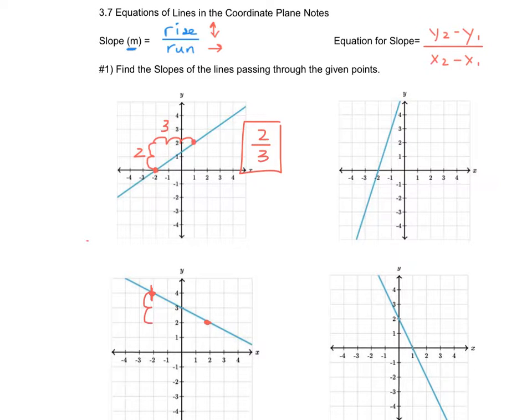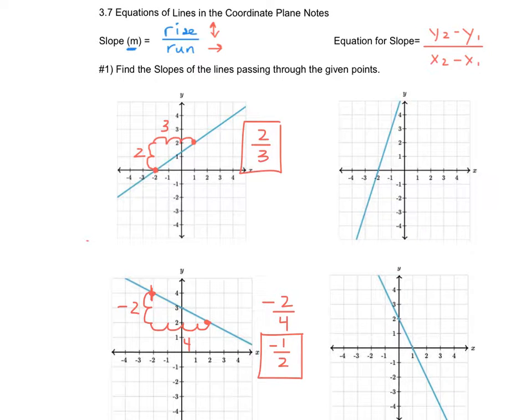So we're going to go down 2, and then 1, 2, 3, 4 to the right. So down 2 is a negative 2. To the right 4 is a positive 4. So your slope is negative 2 over 4. What is negative 2 over 4? Negative 1/2. You always want to reduce it. Okay, so my slope here is a negative 1/2.